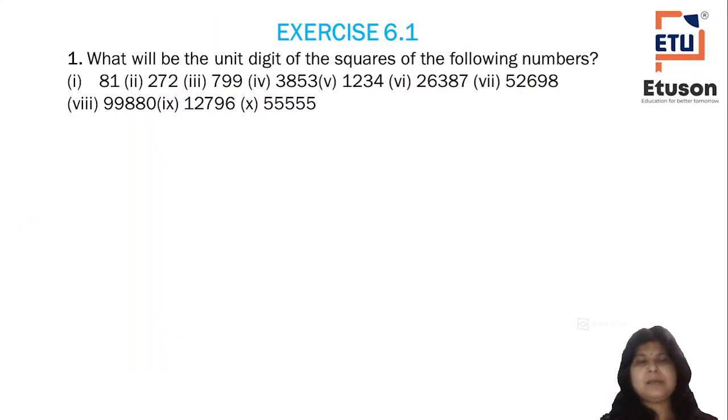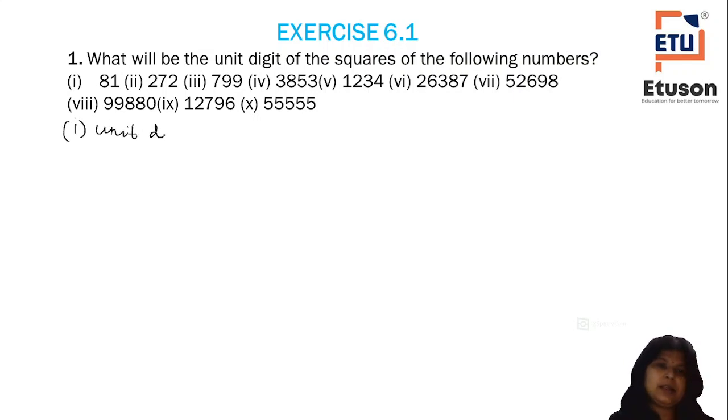So this is question number 1 of your exercise 6.1 of NCERT book. What will be the unit digit of the squares of the following numbers? So here you have to find out the unit digit of the square of the number. So unit digit of 81 square. The unit digit will be decided by the unit digit in the number given. Here the number given, 81, has 1. So 1 square is 1, right? So you will get 1 here.